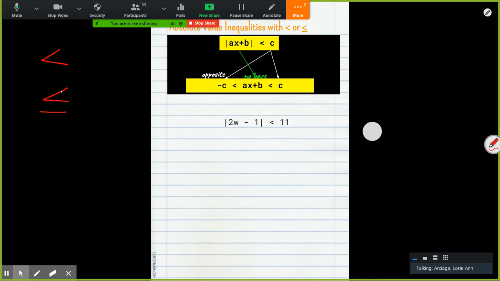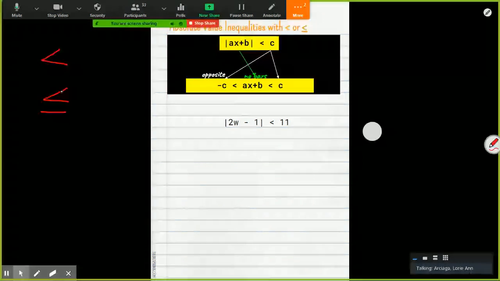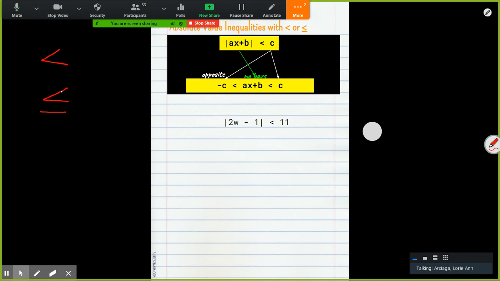So if this is the original problem, right? You don't copy the bars like this. You bring down ax plus b. So you copy the absolute value expression, which is ax plus b. And then now you're going to split it into two inequalities. So the first one is you copy the constant, which is c. Then you also copy c. In this case, if it's 11, then you just copy 11.